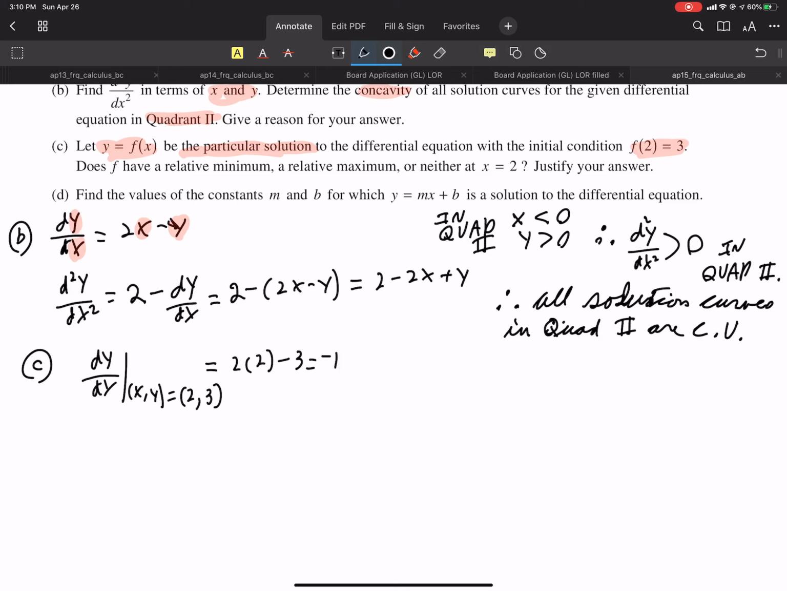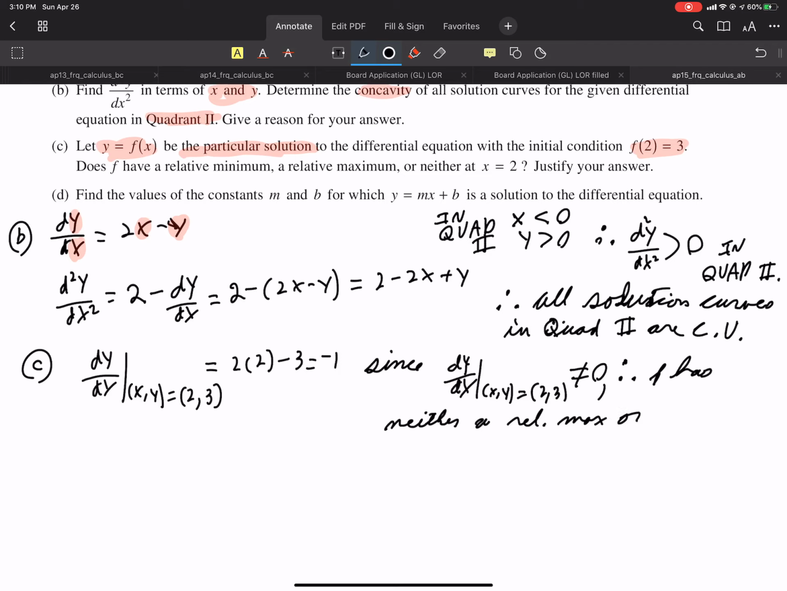So part C, since dy/dx at the point (2, 3) does not equal 0, therefore f has neither a rel max or rel min at x equals 2. And that's it.